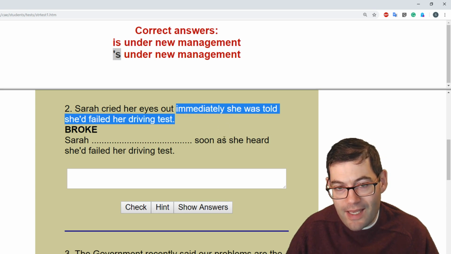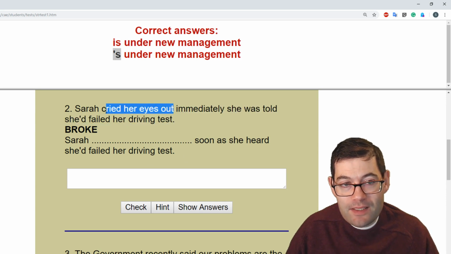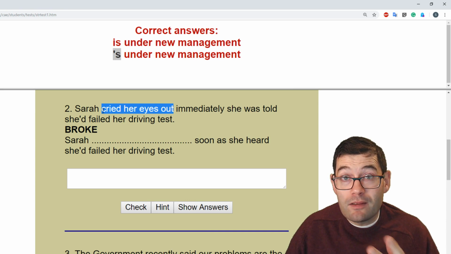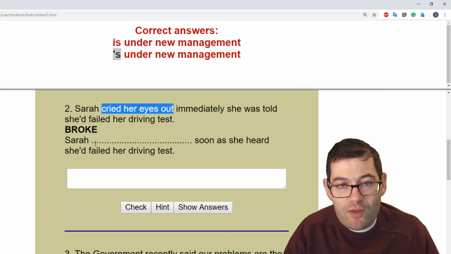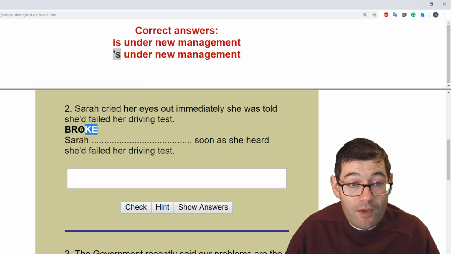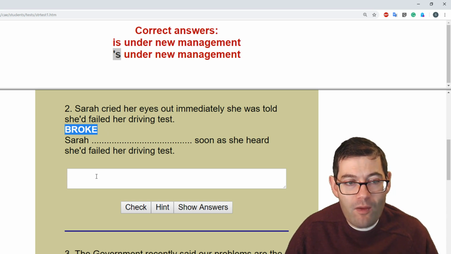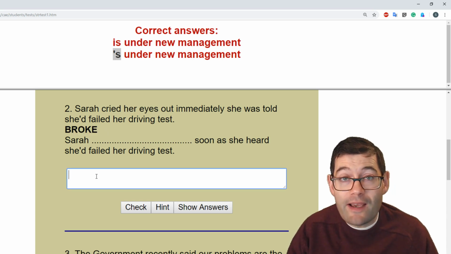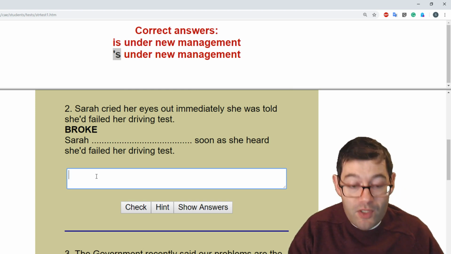Immediately is as soon as, and then the rest of it, she was told she'd failed the driving test, which is basically the end of this sentence here. So what we've got to worry about is this part of the sentence. So she cried her eyes out. Now, for those of you who have got a great knowledge of vocabulary and bearing in mind the key word, which is broke, which is a past form of break, you know that the verb that we're playing with here is to break down. If you break down, it rather gives you this idea that she's crying her eyes out. So we've got the past form here, which is broke.